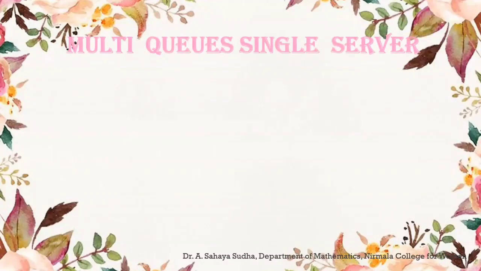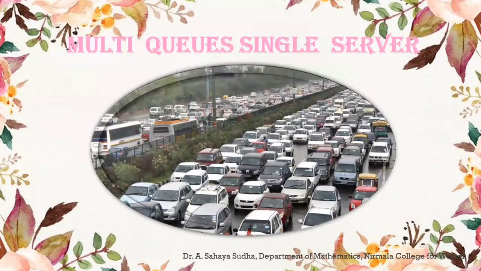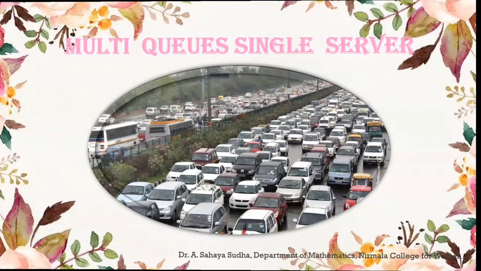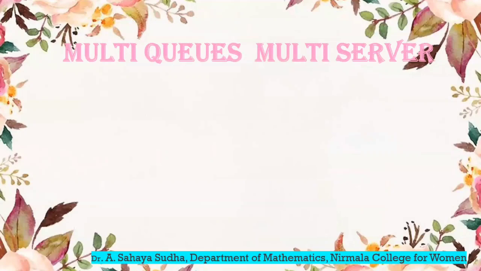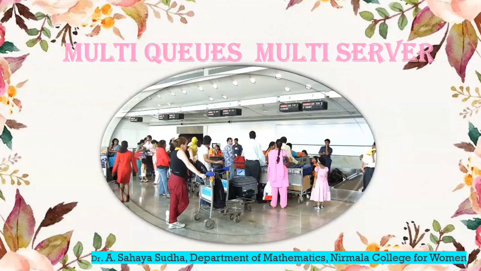Next, multi-queue, single server. Here the people arrive in multiple queues and the service is done by a single server. Example, vehicles waiting at traffic signals. Then the last one, multi-queues, multi-server. People arrive in multiple queues and the service is also multiple, which may be parallel or in series or a more complex combination of both depending on the design of the system.